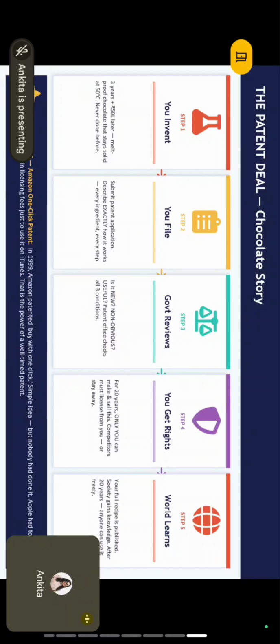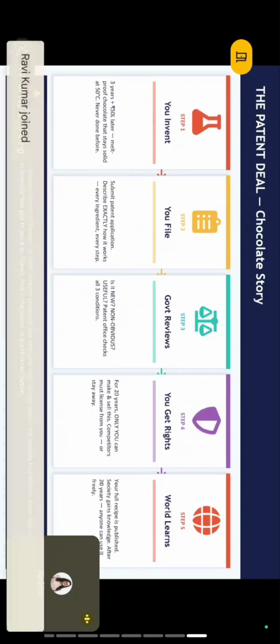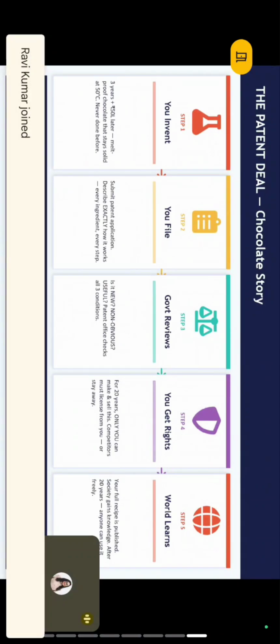I'll explain with a real example: the Amazon one-click patent in 1999. Amazon patented buy with one click, a simple idea that I already discussed, but nobody had done it before. Apple had to pay Amazon millions in licensing fees just to use it on iTunes. And this is the power of a well-timed patent.